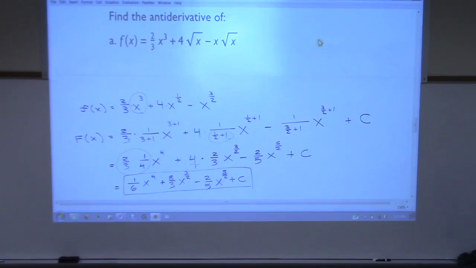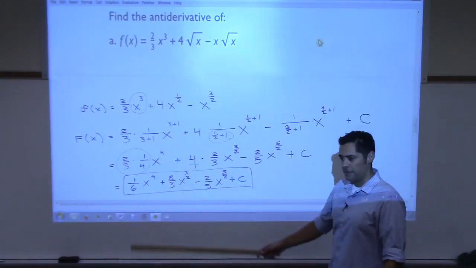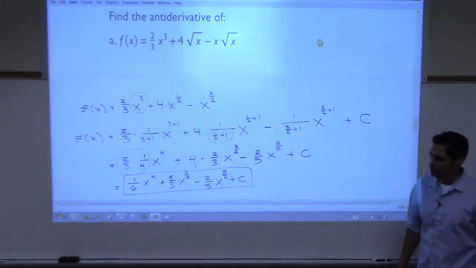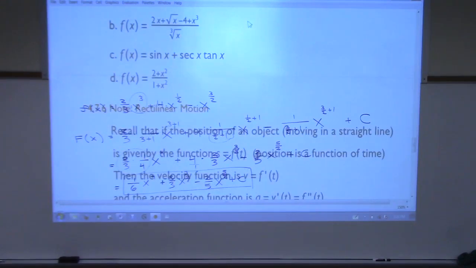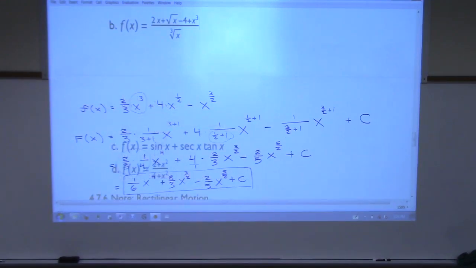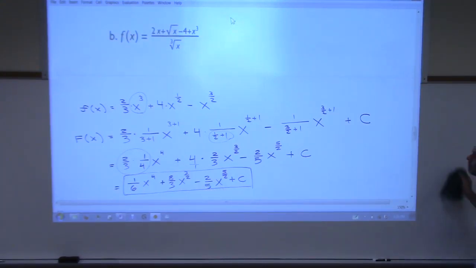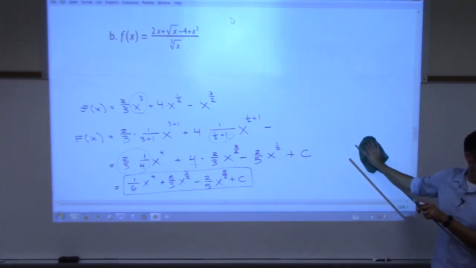Now, you can always check your work, right? How do you check your work? Perfect. Take the derivative, right? And if you take the derivative, you should get back this. All right. Any questions? Can you all read that up there like that? Is that all right?